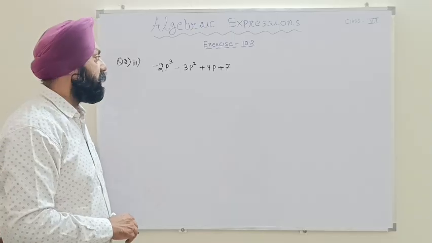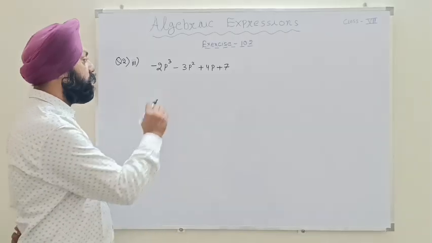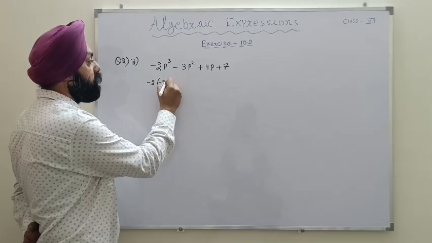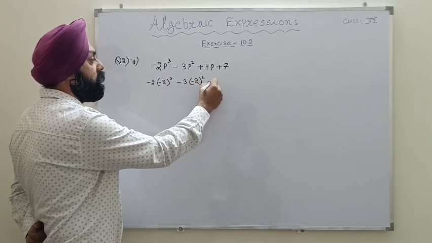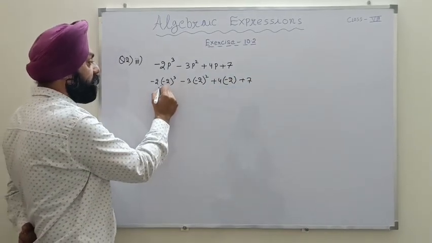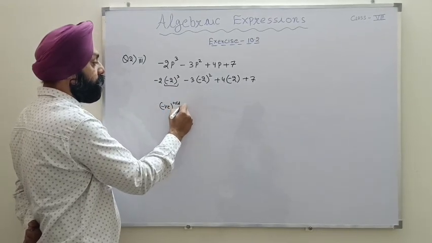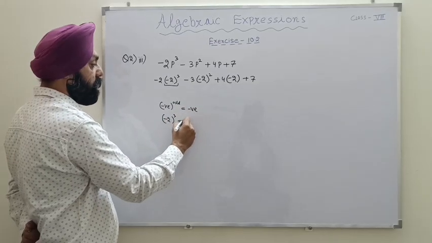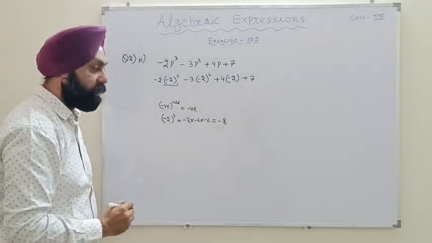Now the third part is minus 2p cube minus 3p square plus 4p plus 7. Again we will put the value of minus 2 in place of p. So minus 2 here it was already in the question, and minus 2 raised to the power of 3, minus 3 times minus 2 square, plus 4 times minus 2, plus 7. Now we will first solve this. We all know that whenever a negative number is having an odd power, the answer is negative. Therefore minus 2 raised to power 3 can be written as minus 2 times minus 2 times minus 2. So it is minus 8 will be the answer for this.